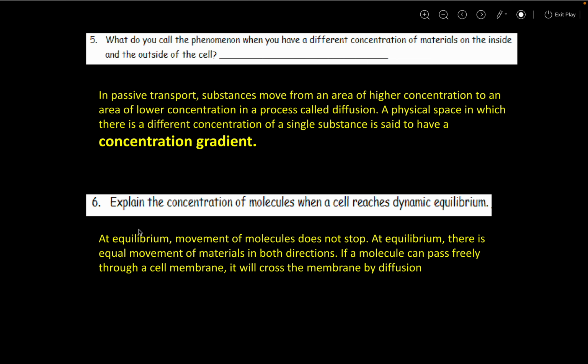Number six, explain the concentration of molecules when a cell reaches a dynamic equilibrium. Equilibrium is the balance of the cell, maintaining homeostasis in a particular manner. At equilibrium, movement of molecules does not stop. At equilibrium, there is equal movement of materials in both directions. If a molecule can pass freely through a cell membrane, it will cross the membrane by diffusion, not osmosis, because they are very contrary in their function or nature.